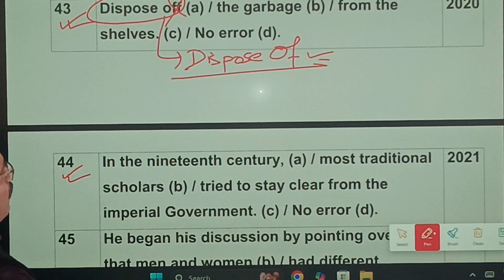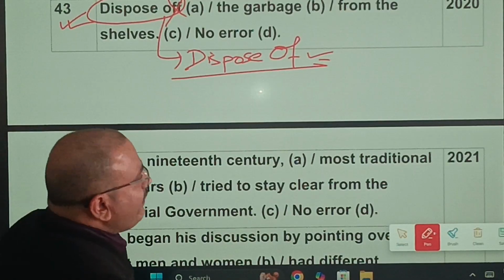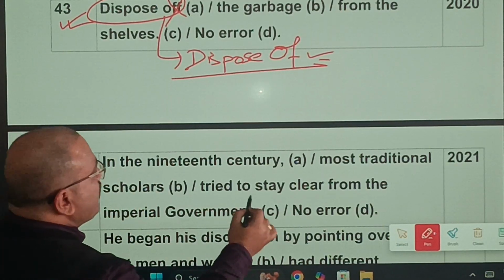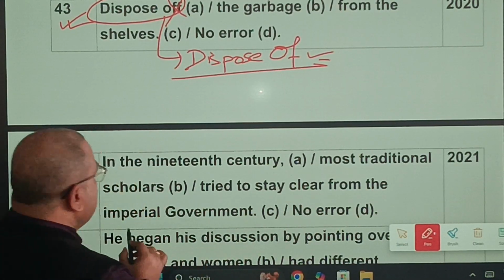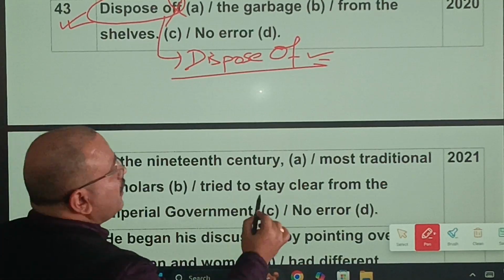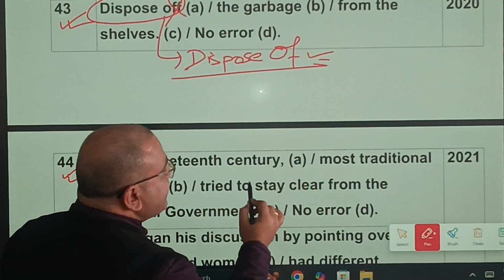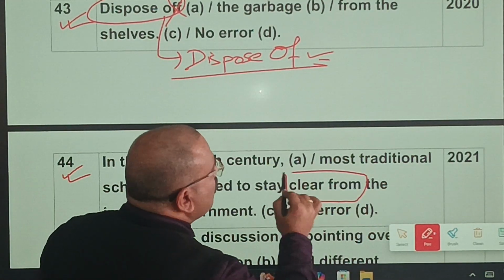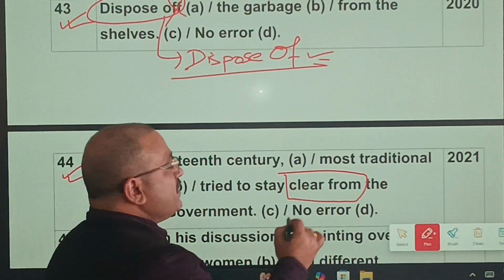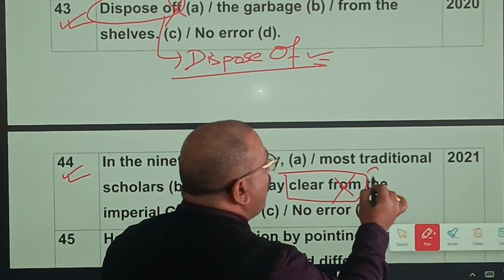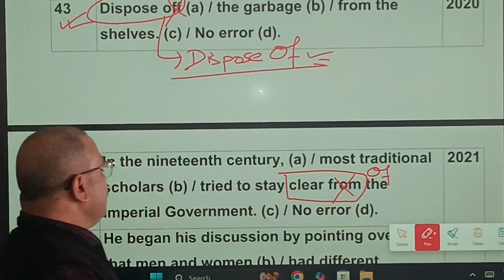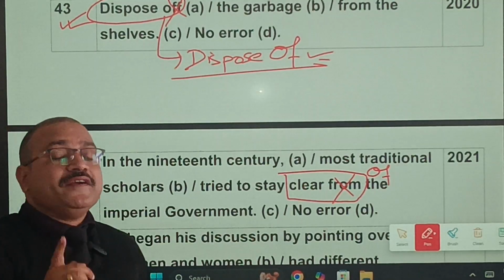Question number 44. In the 19th century, most traditional scholars tried to stay clear from the imperial government. Now see, clear from. This is the wrong phrase because clear here will take off. Clear off the imperial government, not from.